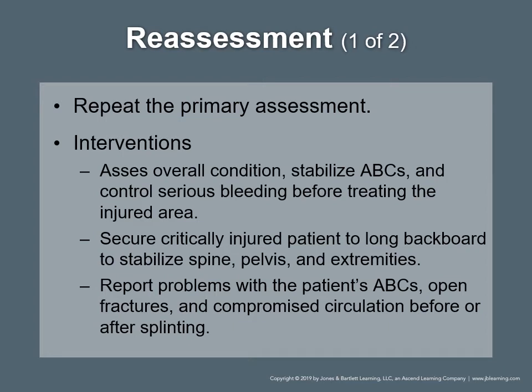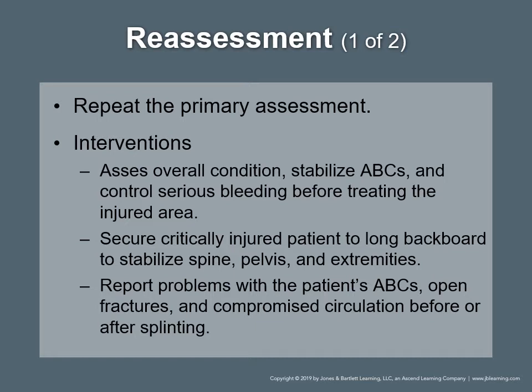Reassessment. Repeat the primary assessment to ensure your interventions are working as they should. A reassessment should be performed every 5 minutes for an unstable patient and every 15 minutes for a stable patient. Interventions. Trauma patients often have multiple injuries. Assess overall condition, stabilize ABCs, and control serious bleeding before treating the injured area. Consider calling early for paramedic backup if needed.